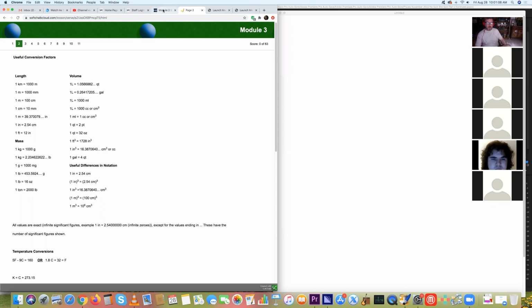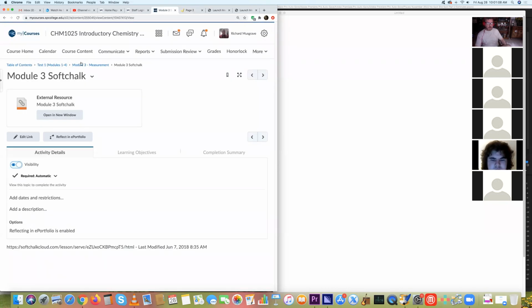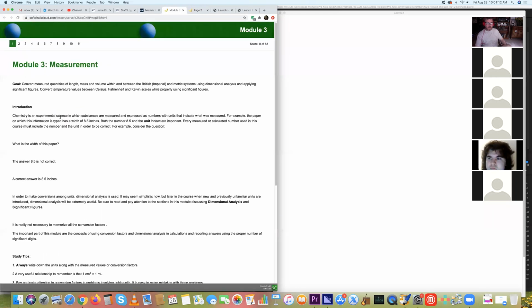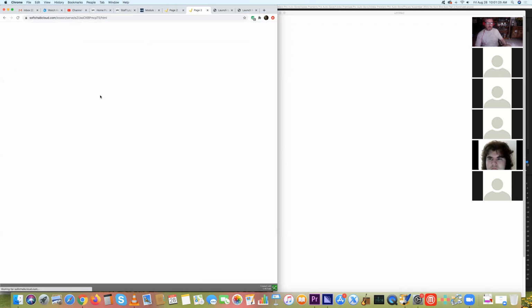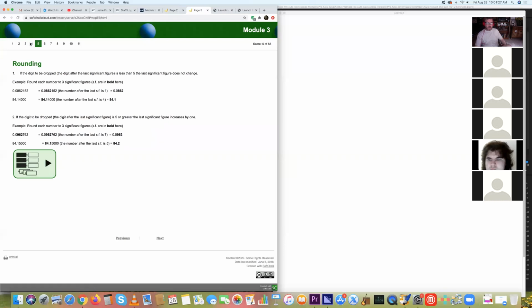Now I'm going to open another instance of this SoftChalk here as well. All right, there we go. That way I'll be able to access this conversion chart when we go through and look at some other things. Let's go first of all, we'll take a look at the worst part of this, and that's the significant figures. We'll get that going first.